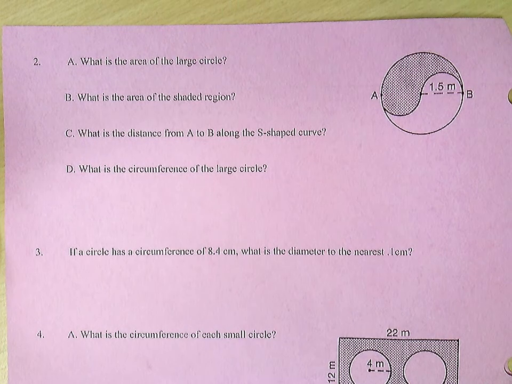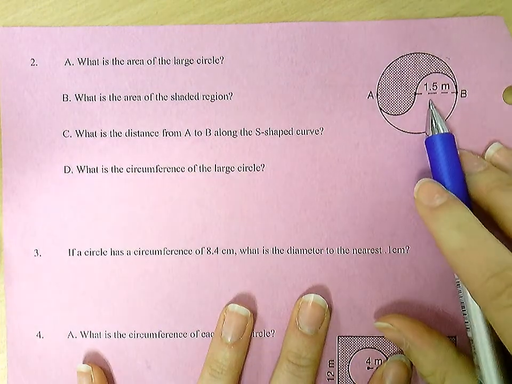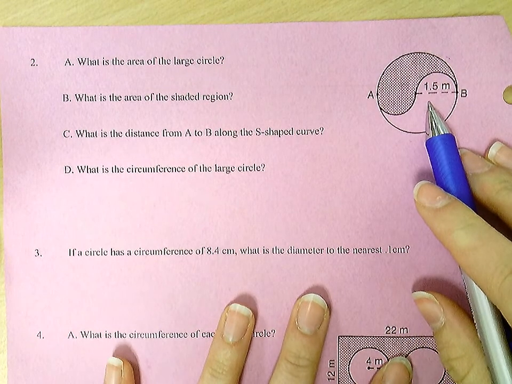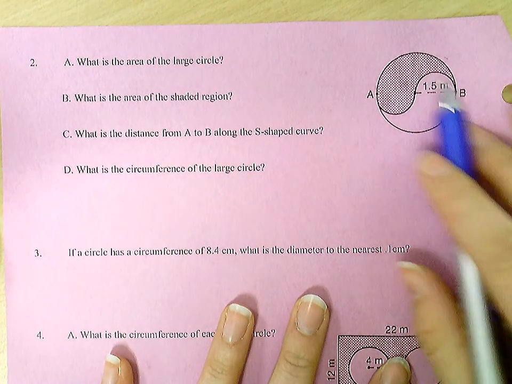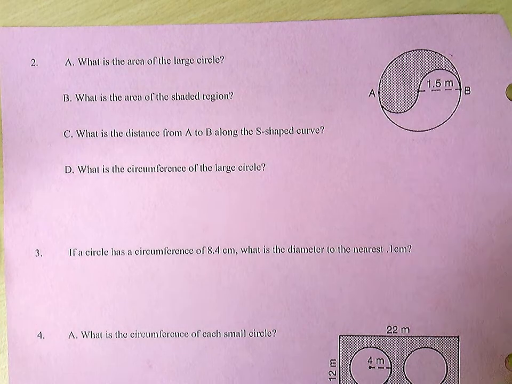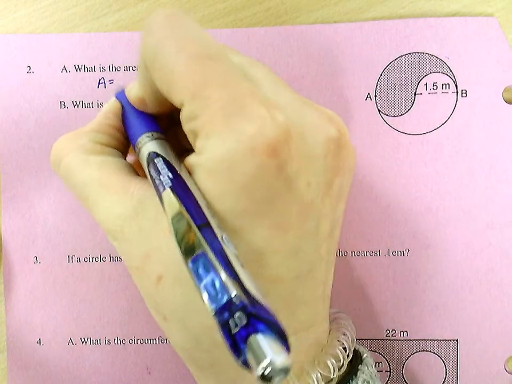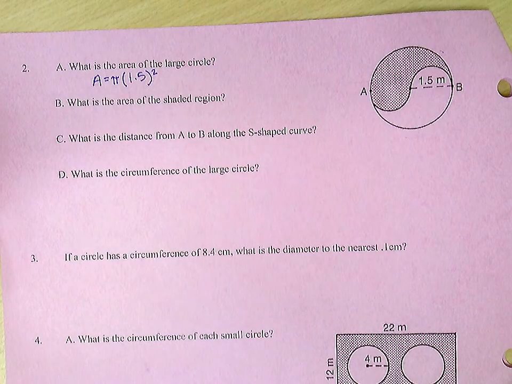So in number 2a, we want to find the area of the large circle. So that's this entire circle here. Well, I have a radius of 1.5 meters. So again, to find the area, that's pi r squared. And r in this case is going to be 1.5. So I can just plug that into my area formula. So I have pi times our radius is 1.5, and that is squared. And again, you can use 3.14 for pi in this section.